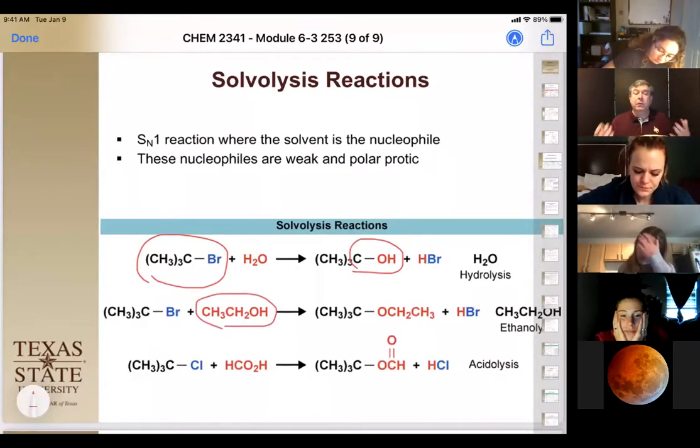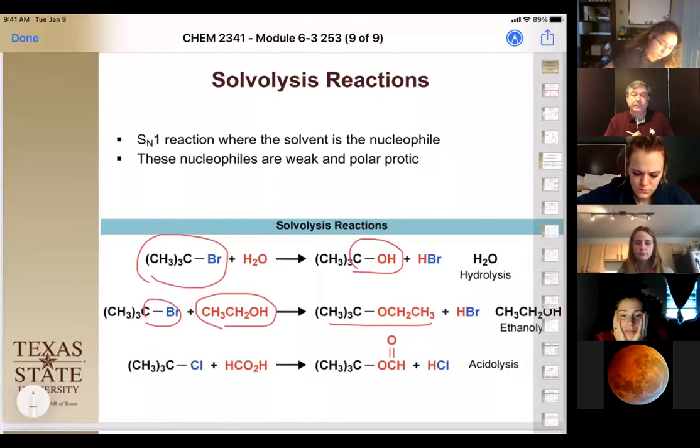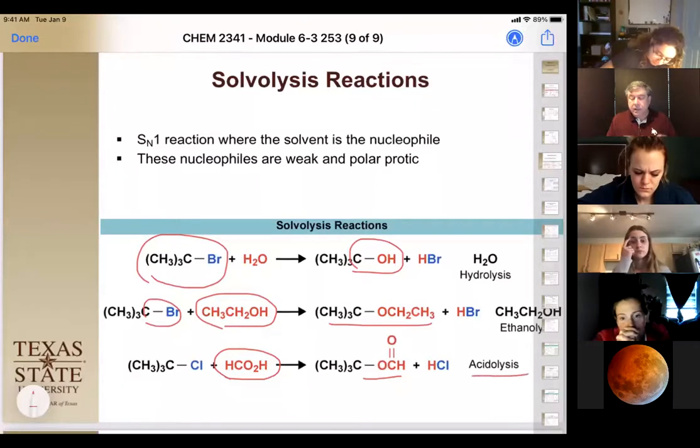We can just do it with ethanol or propanol, and that'll displace and give us, in this case, an ether right here after we lose the hydrogen in that second intermediate. We can even use acetic acid, or in this case, formic acid, to give us a formate ester here, and that's called acidolysis. Notice that on our previous table with SN2, these were all poor nucleophiles, okay? But because we're forming that reactive species, that carbocation, they can all react very readily to form our final products.